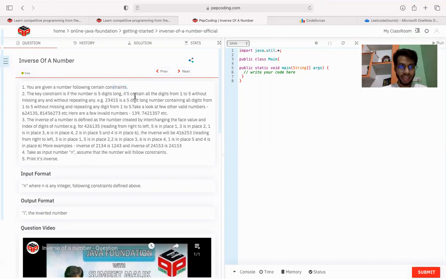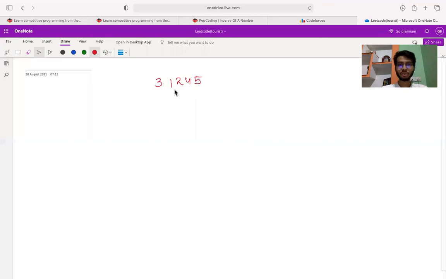And also they have mentioned in the problem statement that if we are considering a number, for example a 5-digit number, then in that 5-digit number neither of the digits is repeating, nor is any digit missing from 1 to 5. So let's discuss this code. For example, let me consider a test case that is 31245.